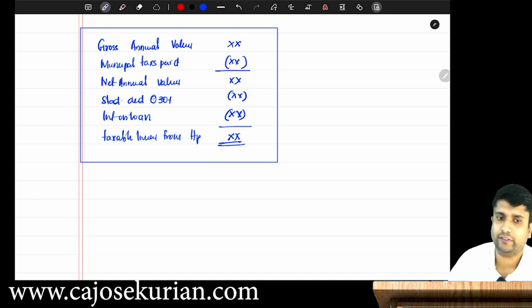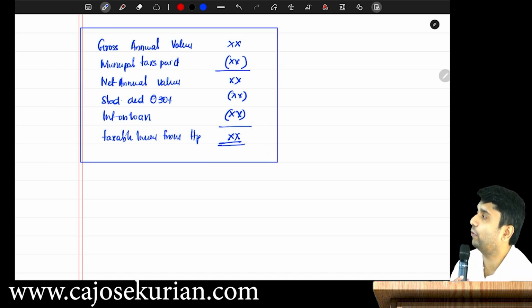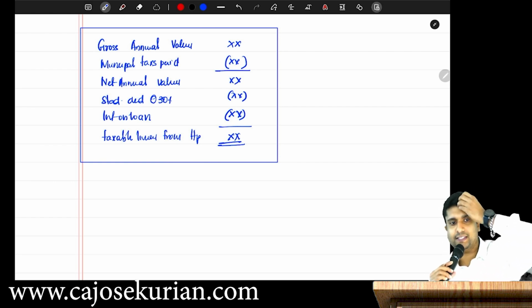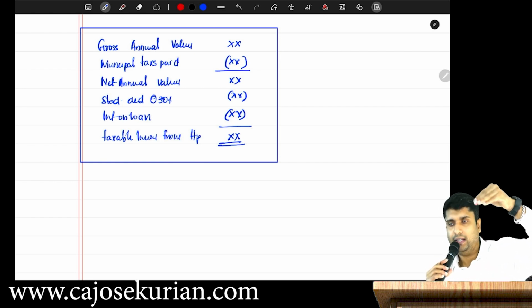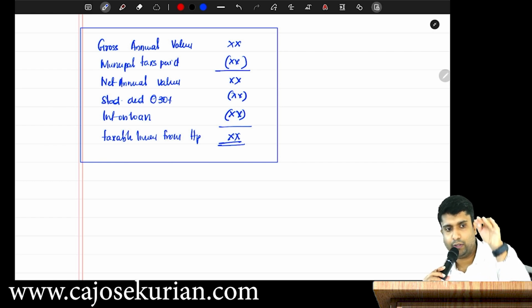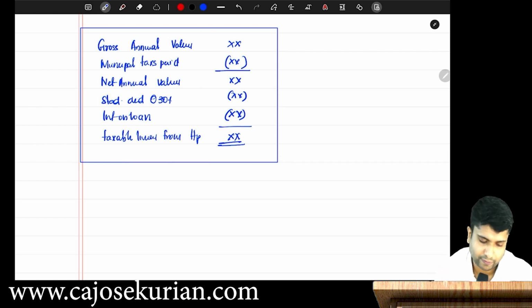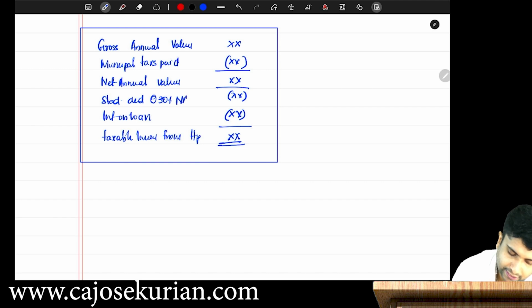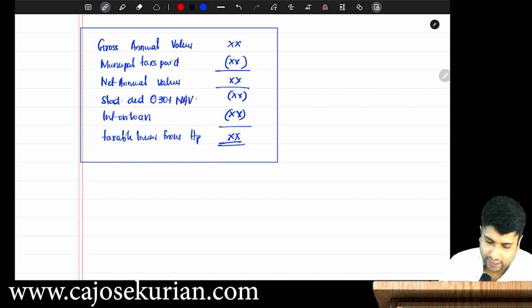This is the common computation format for computing income from house property. You compute the GAV first, then deduct the municipal taxes paid, then you will get the net annual value. From the net annual value you can claim 30% of NAV as standard deduction. Then you can claim interest on loan. And if you claim everything, you will get the taxable income from house property. This is how you normally compute.